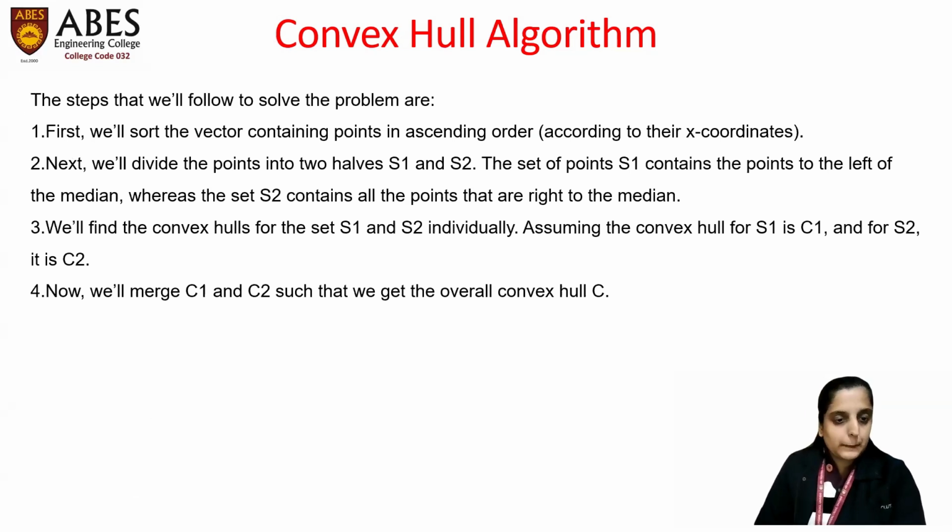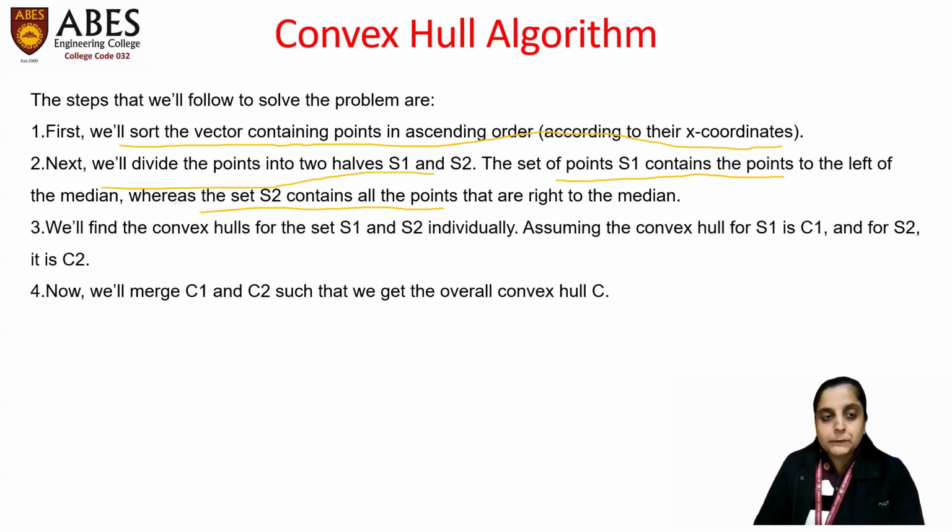So the first step we are doing is we'll sort the vector containing the points in ascending order according to their x coordinates. After that, we're going to divide the points into two halves, S1 and S2. The set S1 contains the points to the left of the median, whereas S2 contains the points to the right of the median. Lastly, we will find the convex hull for the set S1 and set S2 individually, assuming that the convex hull for S1 is C1 and for S2 is C2. Now we're going to merge C1 and C2 to get the overall convex hull, as we are doing here also.